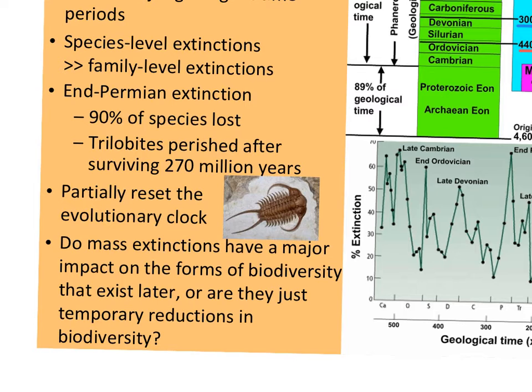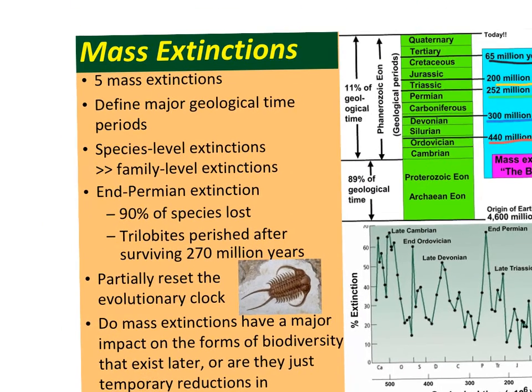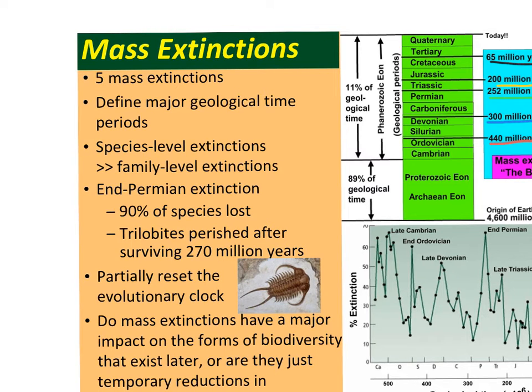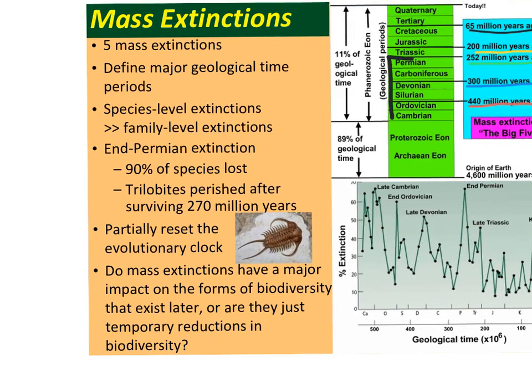So, the end Permian extinction was the largest. 90% of species lost. Trilobites perished after surviving from the Cambrian all the way to the end Permian. And then they went extinct, even though they were one of the most successful taxa of all time. And when there's a mass extinction like that, it kind of partially resets the evolutionary clock. New taxa have a chance to originate, kind of going back in time when there wasn't as much competition.